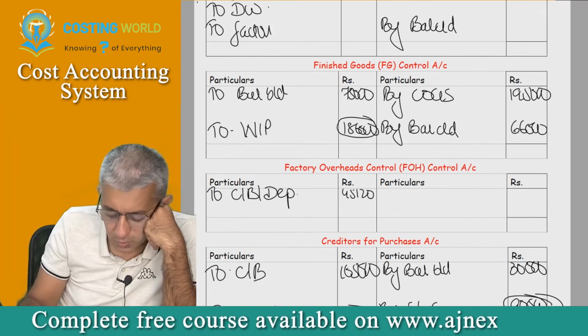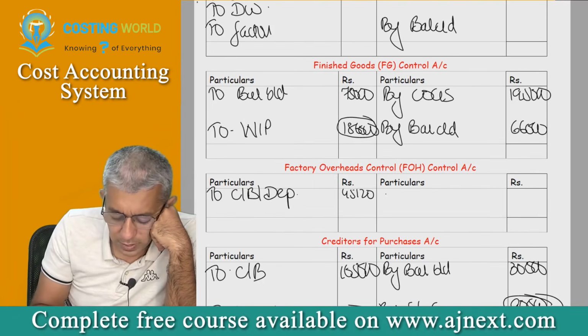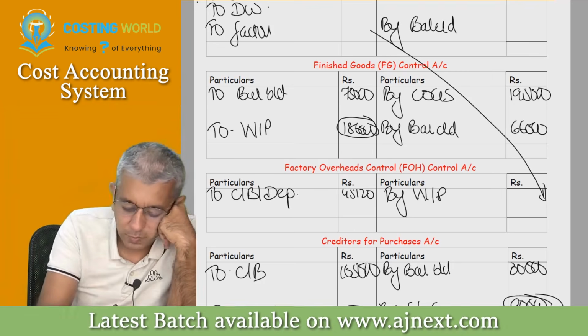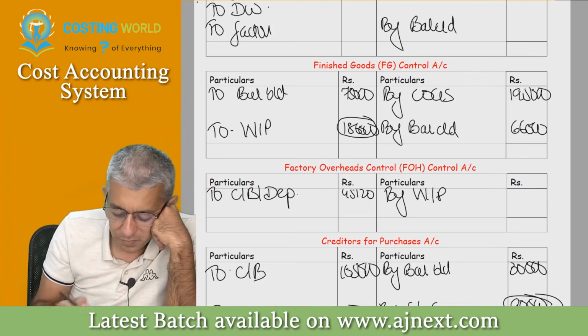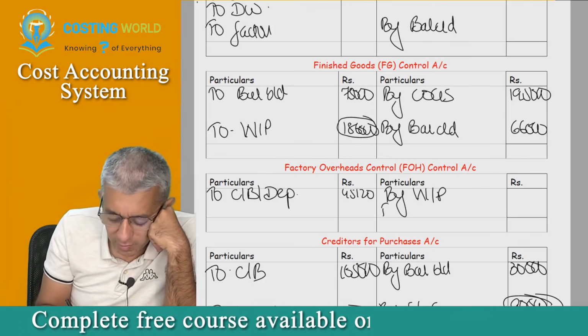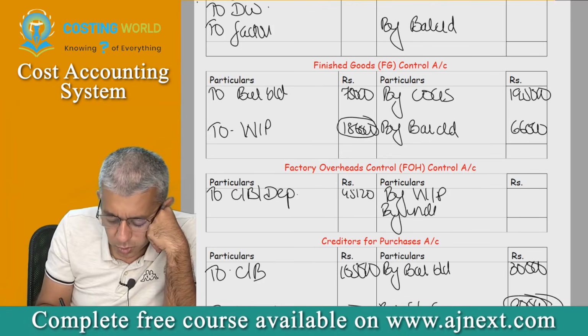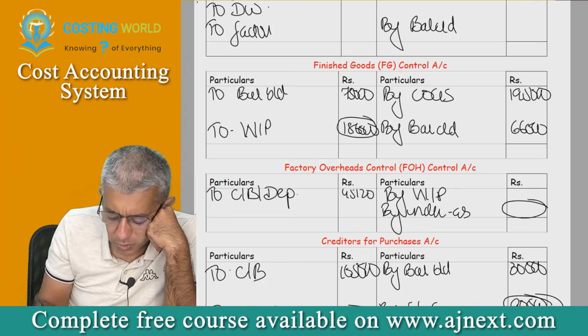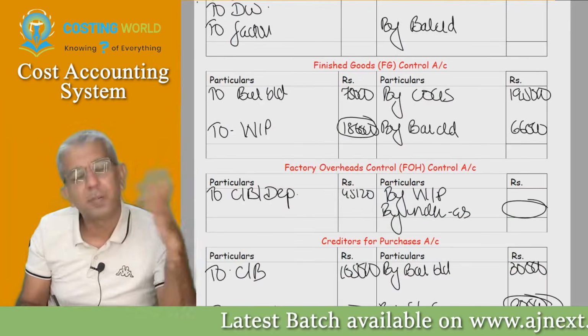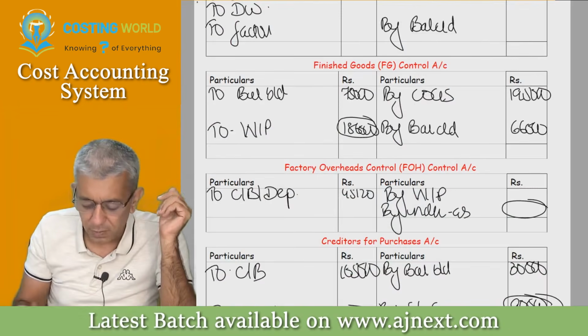Okay, finished goods account is altogether over. Can we say FOH account? This entry will be coming over here. So by WIP. One hint I'll give you: there will be under absorption in this question. You can simply write down by under absorption, because they have directly asked you to find out the under or over absorption. They have not asked you for the complete account. So simply you all can write down by under absorption.